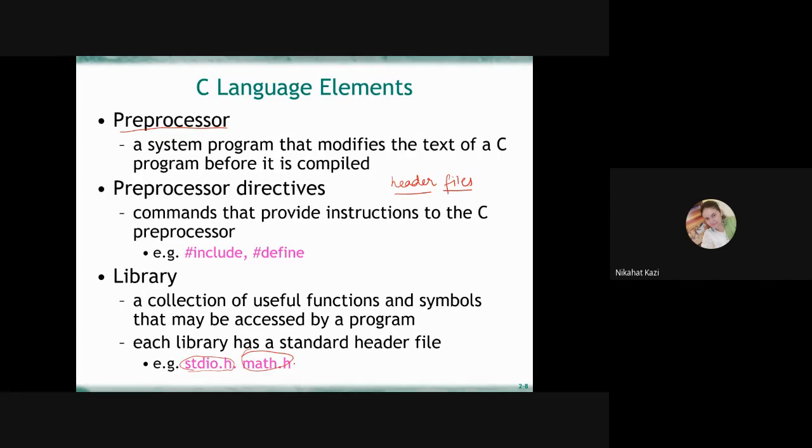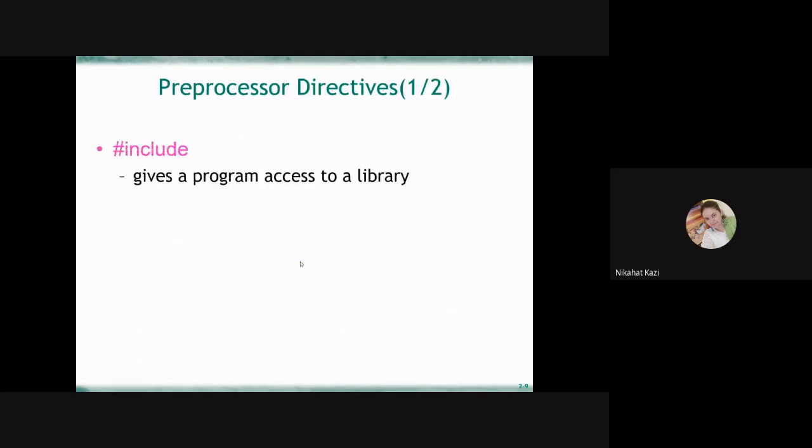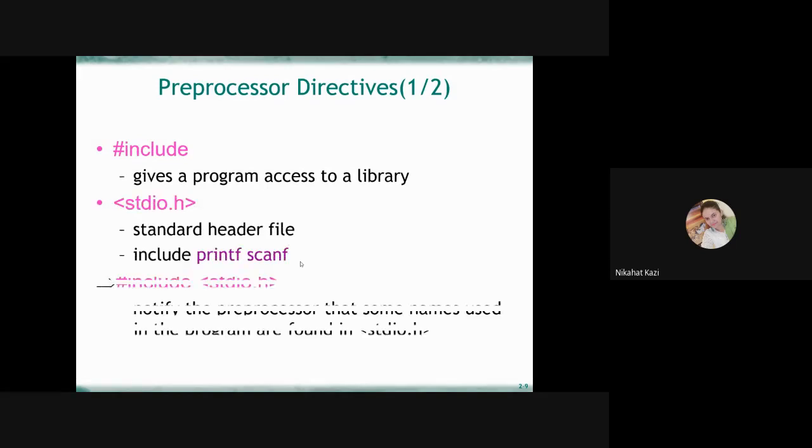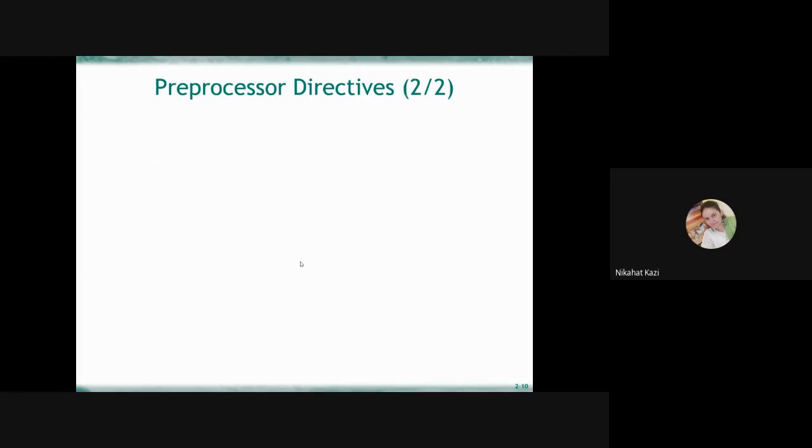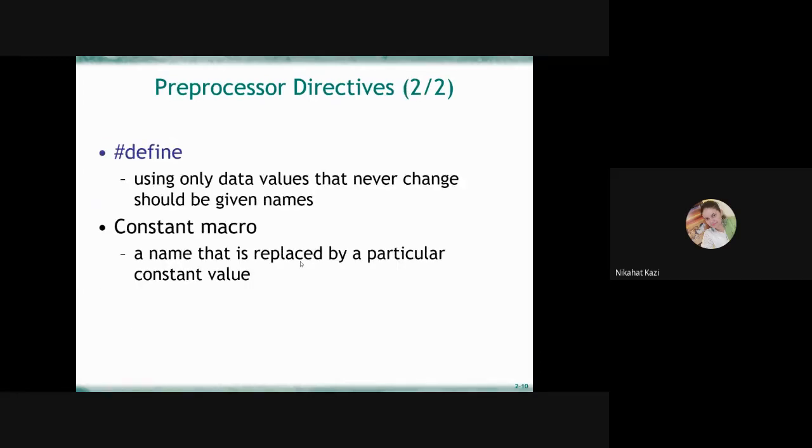So hash define is one more preprocessor directive which is used for creating constant values usually. So constant macros in your program. Hash include is for things like stdio.h, printf, scanf. And hash define is for defining data values which never change. So for defining constants in your program, we make use of hash define, values which never change.